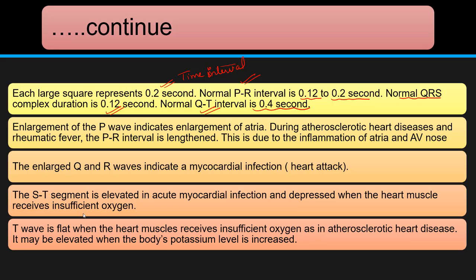QRS complex duration is 0.12 second. Normal QT interval is 0.4 second. Enlargement of P wave indicates enlargement of atria. If the P wave gets enlarged, it indicates enlargement of atria.